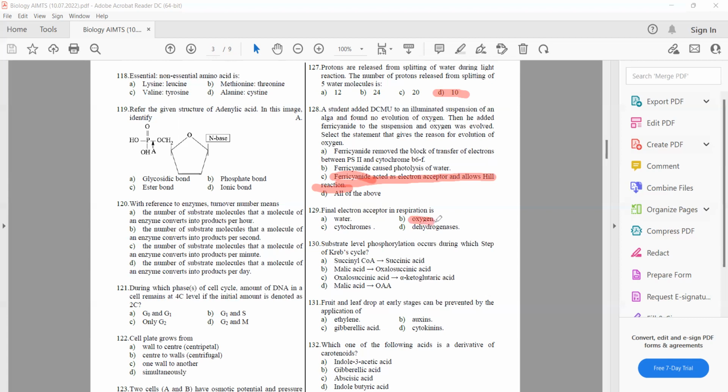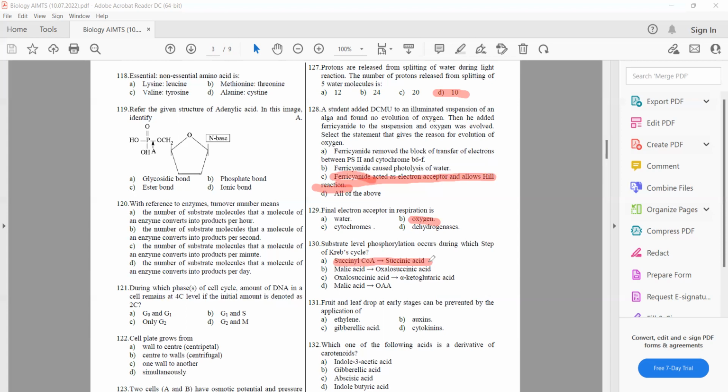So it is oxygen. Substrate level phosphorylation occurs during which step of Krebs cycle? When we talk about the Krebs cycle, in only one region there will be substrate level phosphorylation, where succinyl-CoA is getting converted to succinic acid. That is in the presence of the enzyme succinyl-CoA synthetase, right? This is what we call substrate level phosphorylation, where GDP is getting formed there, right?